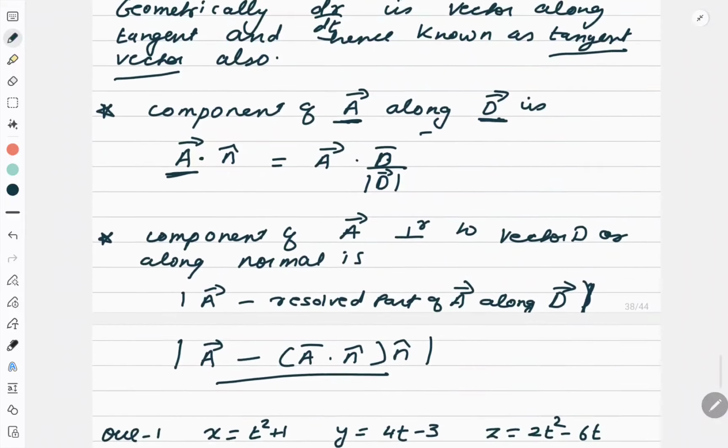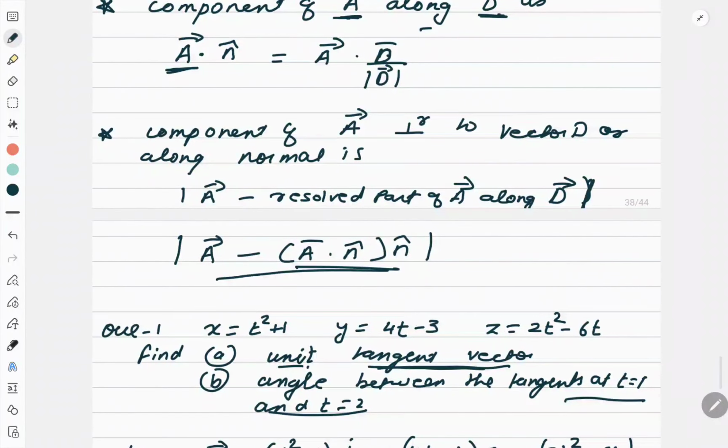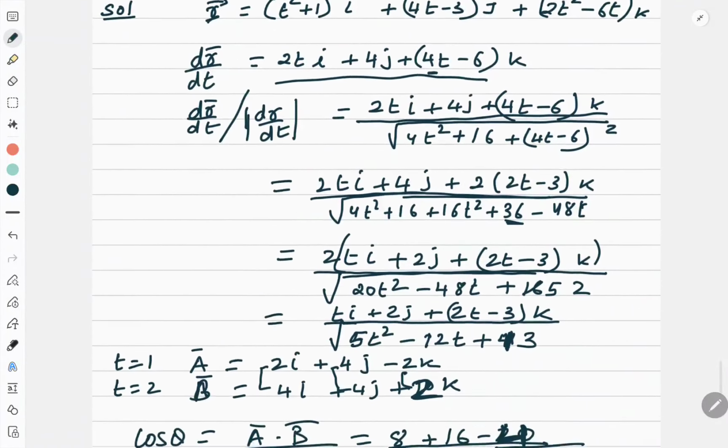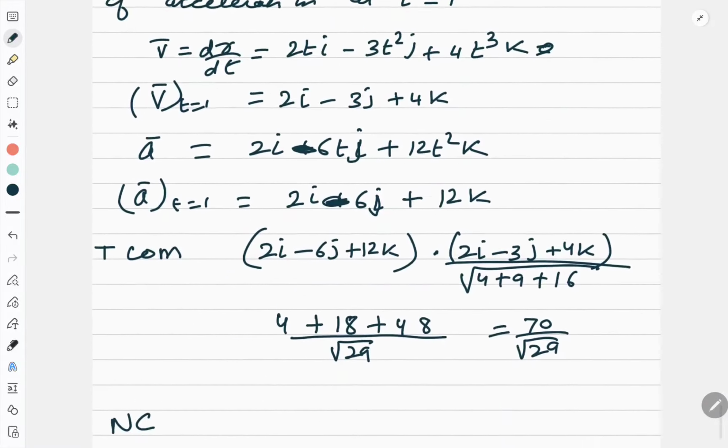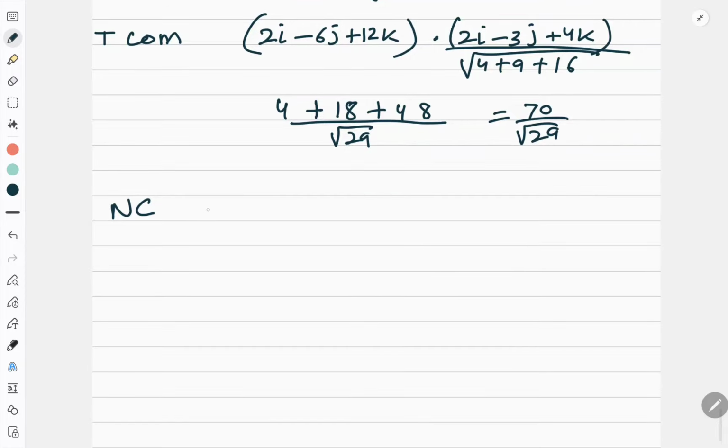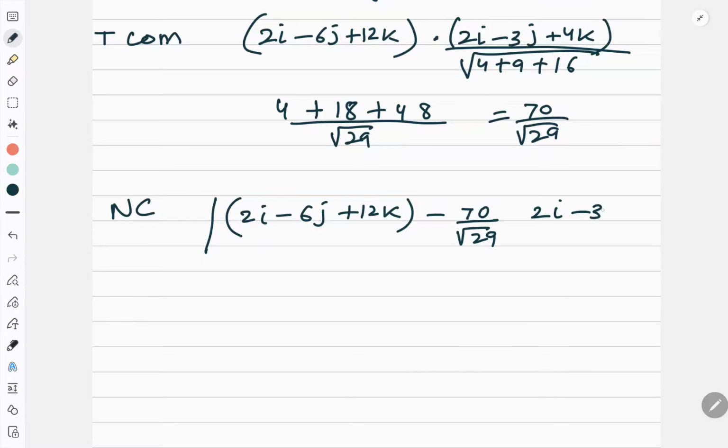See, this is what I gave you. The same thing you have to do. What you have to do? Acceleration dot n cap into n cap. Right? So now when you will solve this, so now normal vector will be equal to magnitude of 2i minus 6j plus 12k, which is your acceleration, minus the tangential component. So 70 upon root 29 and 2i minus 3j plus 4k dot root 29.